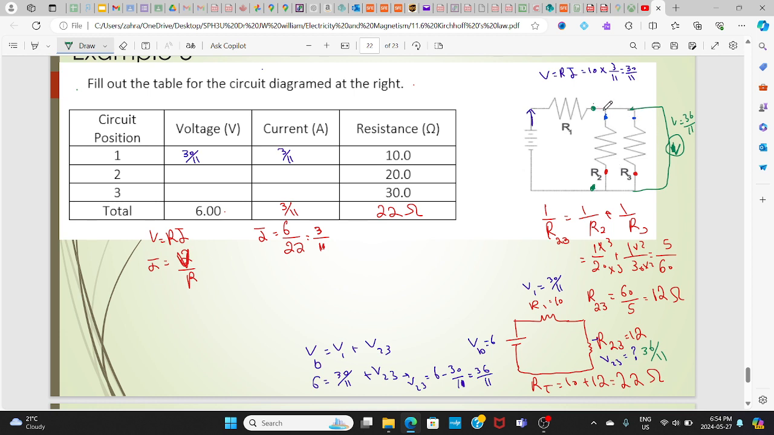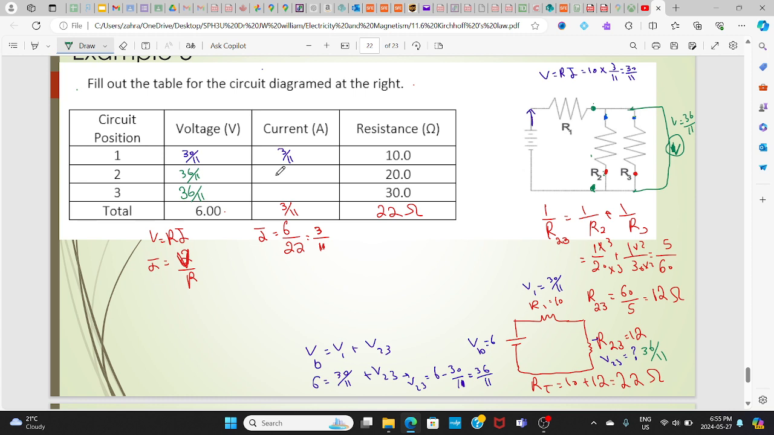Why? Because this point and this point are the same. See, they are connected without any interruption. This point and this point are the same, connected without interruption. So again, this point and this point are the same, and this point and this point are the same again, connected without interruption. So I can say that since these two are in parallel, the total V and the individual V on R2 and R3 are the same. So now my problem is solved. This one is going to be 36 over 11, and this one is going to be 36 over 11.